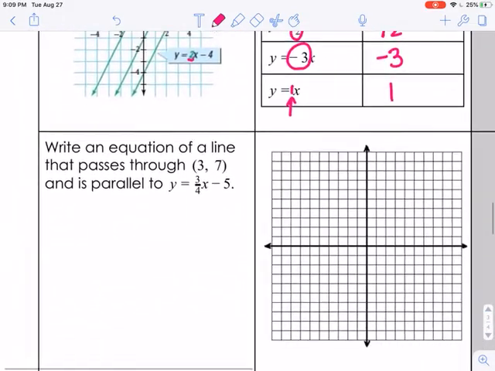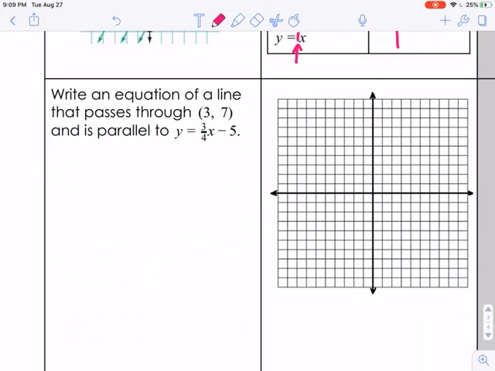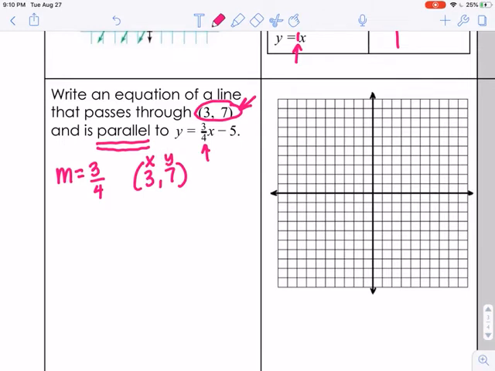So when I'm writing an equation, it often tells me a point that it's going through. And then it also tells me if it's parallel or perpendicular. In this case, it's parallel, runs like train tracks. So I know it's going to have the same slope. So I know that my new line is going to have my slope of 3/4. I also know that it's going to go through this point here, and if (3, 7) is my point, that means that x is 3 and y is 7.